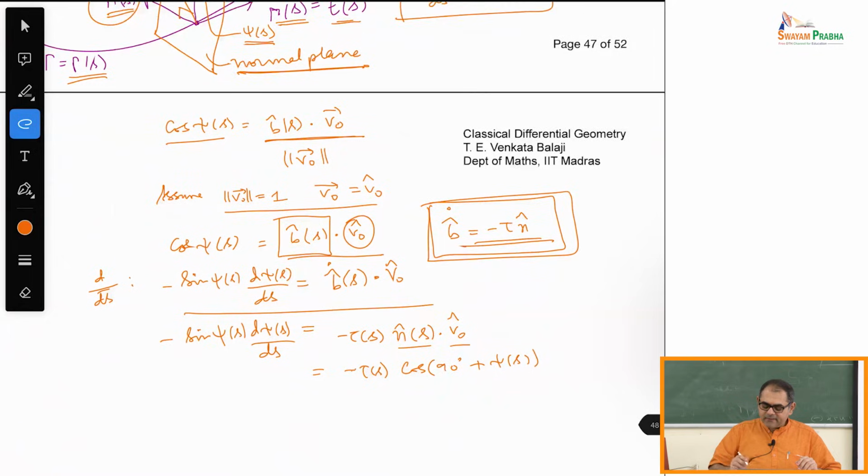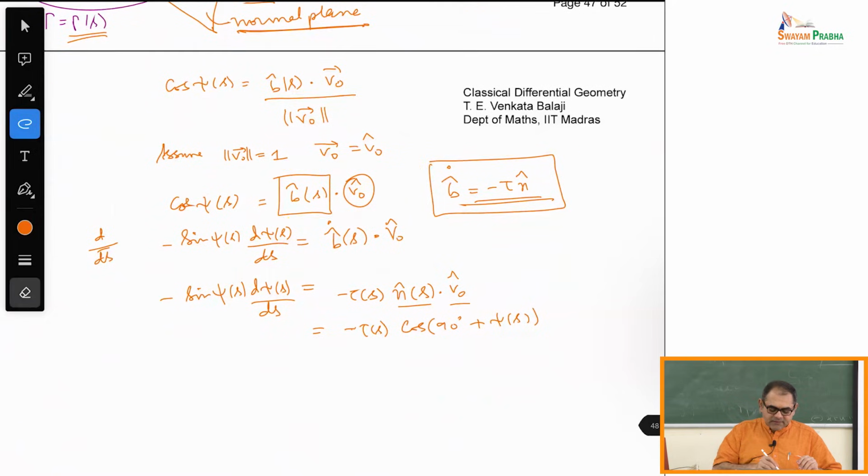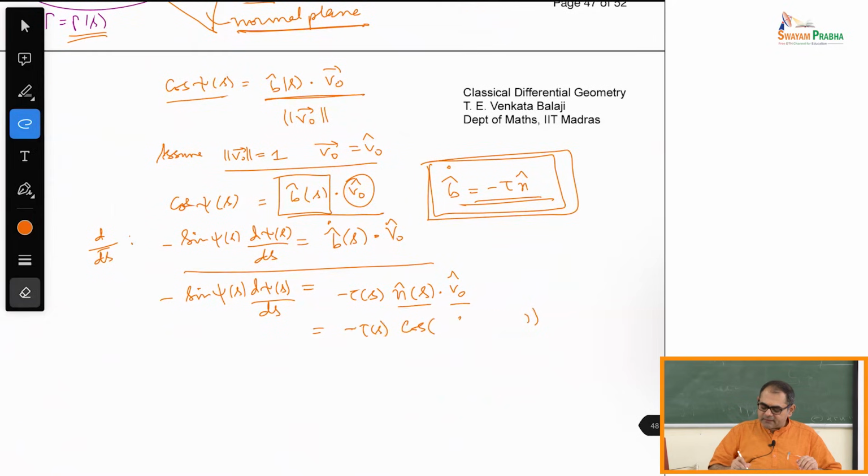Okay, and then at this point things are nice. Now it is actually the angle between n hat s and v naught. Now it works out correctly. So you see, the sense of the angle is extremely important, the sense in which you are measuring the angle.